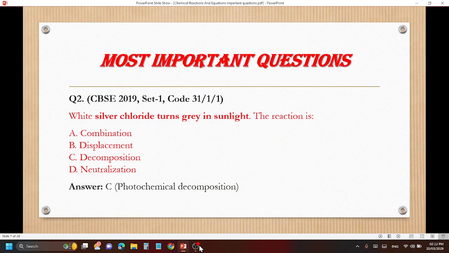Moving on to the second question, which is from CBSE 2019 set 1. I have repeatedly said that this type of question comes in the board exam, especially from this topic, and it is proof in front of you. White silver chloride turns gray in sunlight. Photochemical decomposition reaction, remember that topic. 2AgCl gives 2Ag plus Cl2. They have asked which type of reaction this is. According to the options, it is a decomposition reaction, option C, and more specifically a photochemical decomposition reaction is the correct answer.